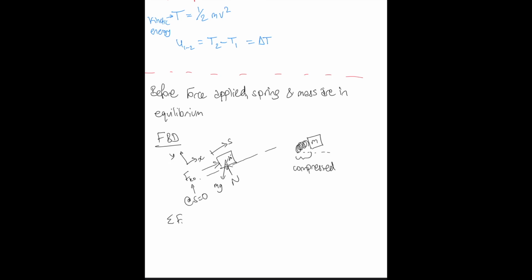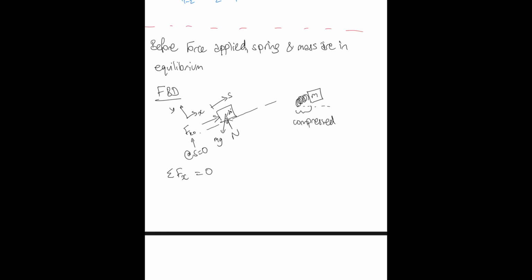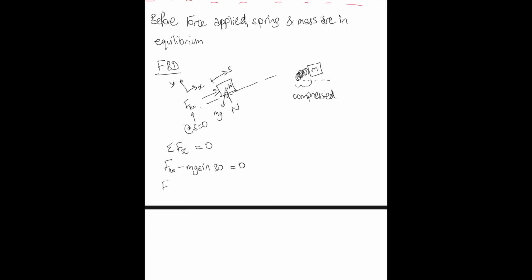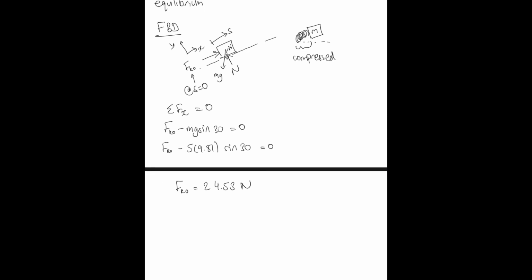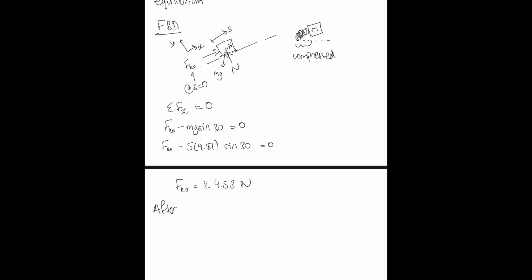So the sum of forces in the x direction is going to be equal to 0, because there's no velocity or acceleration, it's just an equilibrium. Fk0 minus mg sine 30 is going to be equal to 0. And when we substitute our known values, we get the spring force at equilibrium is going to be 24.53 newtons.